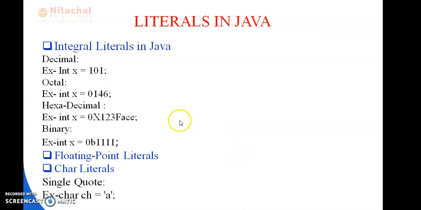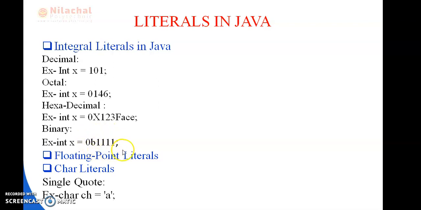Then we come to literals in Java. Literals in Java mean how we are going to declare integer data, floating point data, character data, and string data. For integer literals we declare three types: decimal, octal, and hexadecimal. In decimal it is declared like this: int x equals 101. In octal, int x equals 0146. In hexadecimal, int x equals 0x123face. In binary, it is declared as 0b111, in 0 and 1 form.